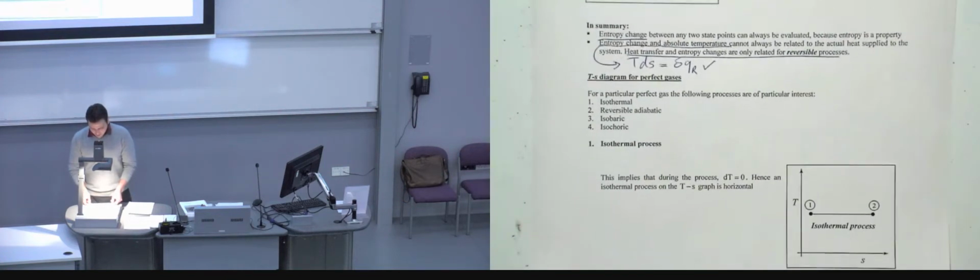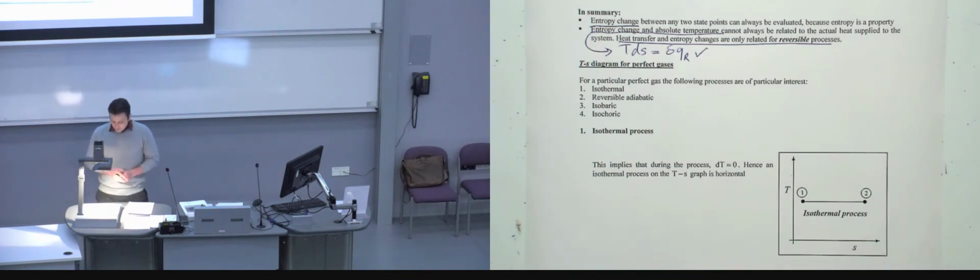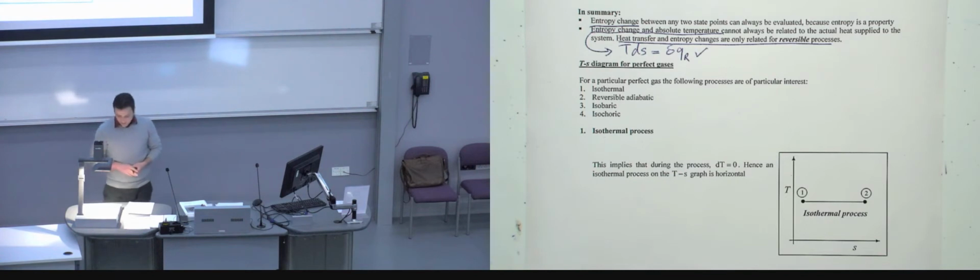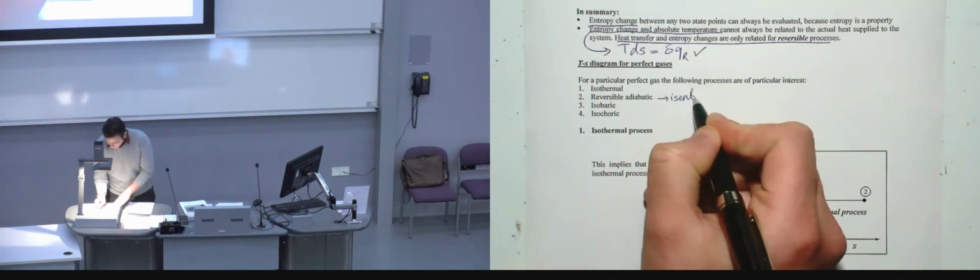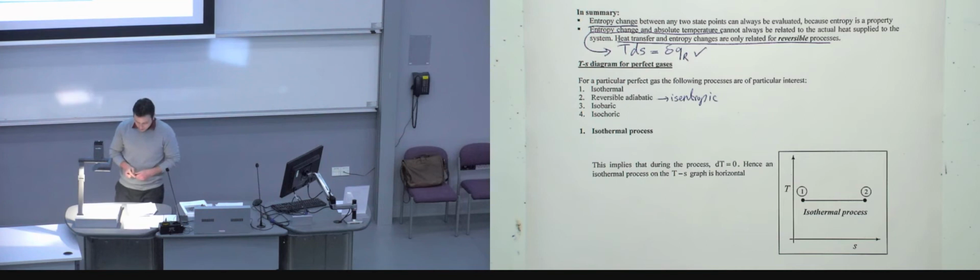Now, let's start looking at perfect gases and how you can draw a TS diagram for perfect gases. In a typical perfect gas, you have these four types of characteristics or states, if you like. Isothermal, temperature is constant. Reversible adiabatic, that is what we know as isentropic. Isobaric, which means the pressure is going to be constant. And of course isochoric, which means you're going to have the same volume.